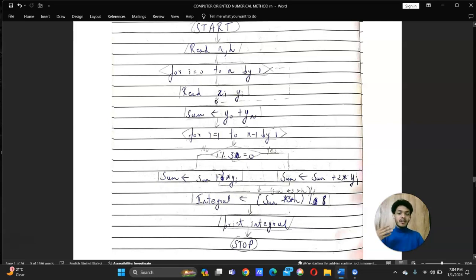Then we are just going to initialize another loop of i, where we are going to check a condition, divisible by 3. If it is divisible by 3, then you have to multiply by 2 and add it to sum. And if it is not a multiple of 3, then we have to multiply it by 3 and add it to sum. Then we have to multiply the sum into h, 3h by 8, that is the Simpson rule, and print the integral, that is the flowchart.